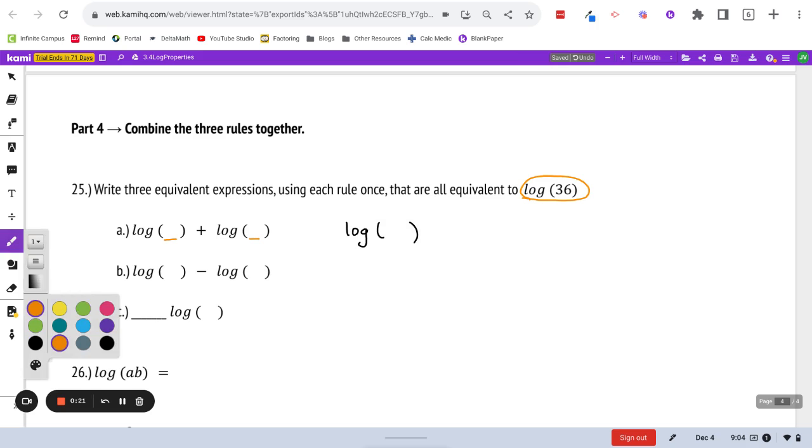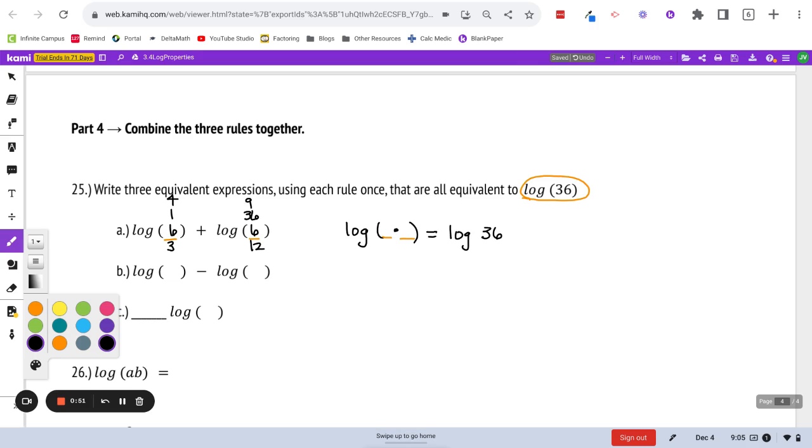log blank times blank equals 36. In other words, what times what equals 36, right? So some options would be 1 and 36, although that feels boring. 6 and 6, 3 and 12, 4 and 9, half and 72, whatever. You kind of get the gist.